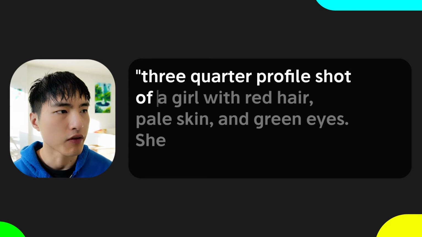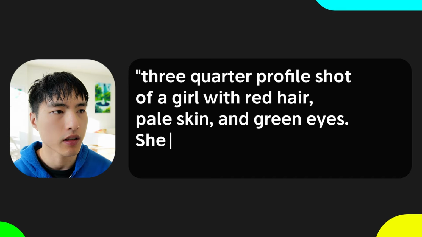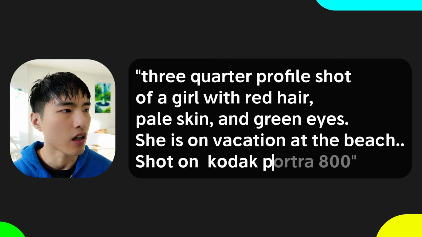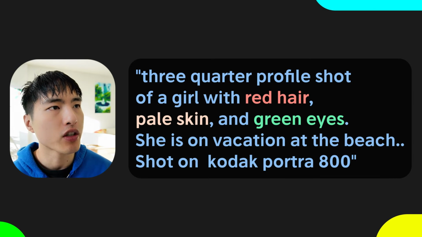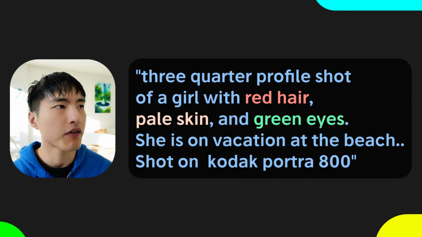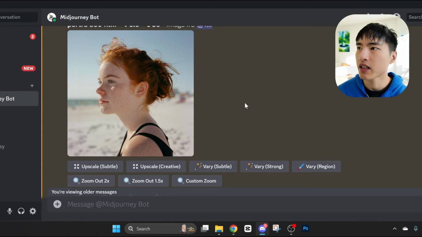3/4 profile shot of a girl with red hair, pale skin, and green eyes. She's on vacation at the beach, shot on Kodak Portra 800 film. Notice how I'm prompting for the same facial features as our character, just in a different environment. I've picked this image of the beach with the 3/4 view I wanted.